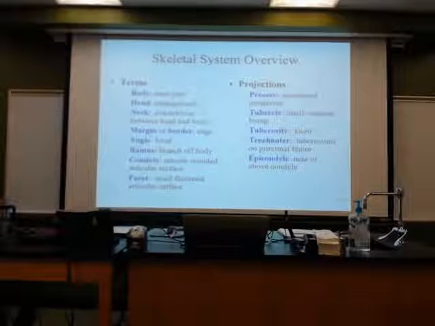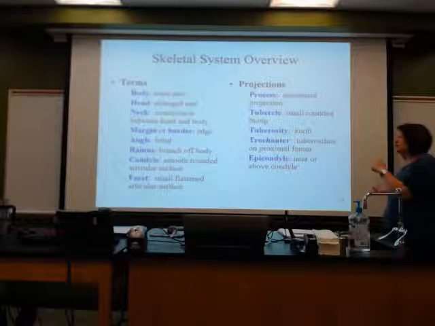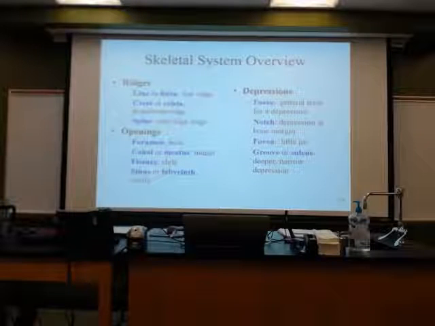Now, this slide and the next are very important, because this is the terminology that I want you to understand with the bones. If they say the body, the head, the neck, the margin, the angle, the ramus, the condyle, a process, tubercle, tuberosity, trochanter, epicondyle, line, crest, spine, foramen, canal, fissure, sinus, fossa, notch, fovea, groove. I want you to know what every single one of them means.